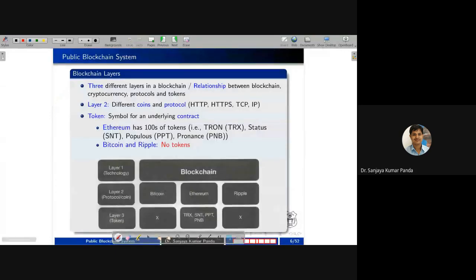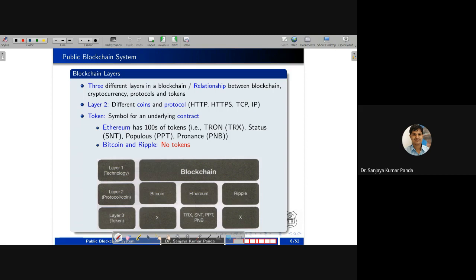Now, come to the next concept, that is called layers. Each and every technology has different kinds of layers, right? It relies on various underlying technologies. Like one of the very popular models we use in networking is the OSI ISO reference model. It is a 7-layer model. Each layer has been given some kind of responsibility. In a similar fashion, the blockchain is also divided into 3 different layers, right?